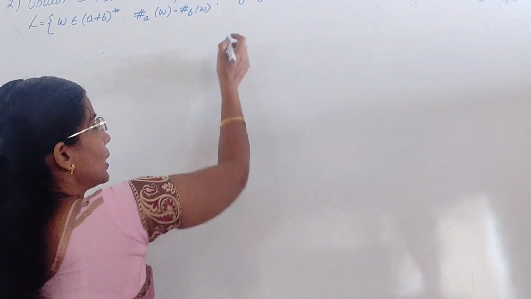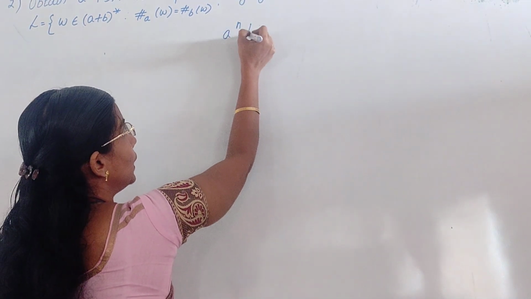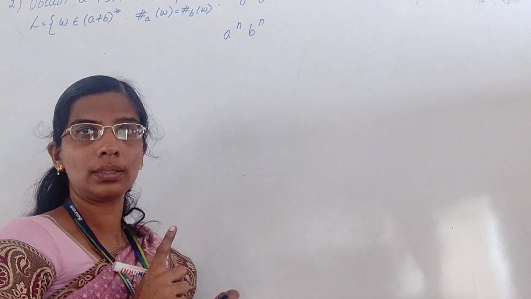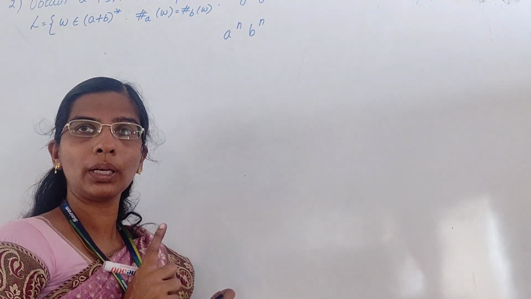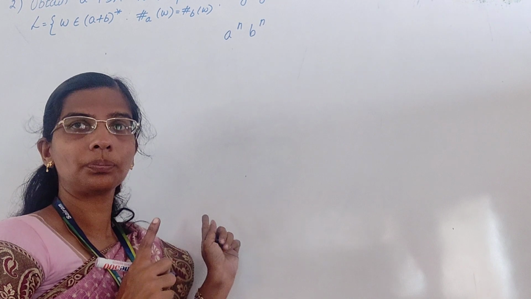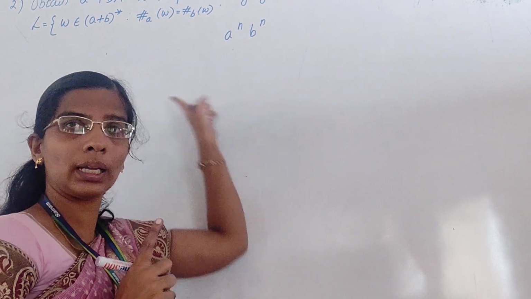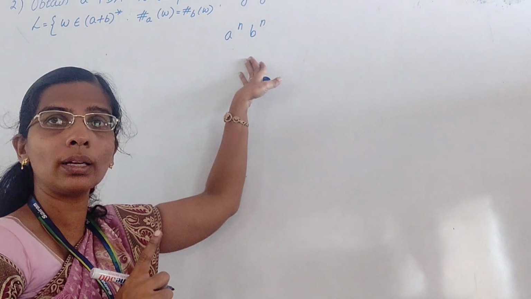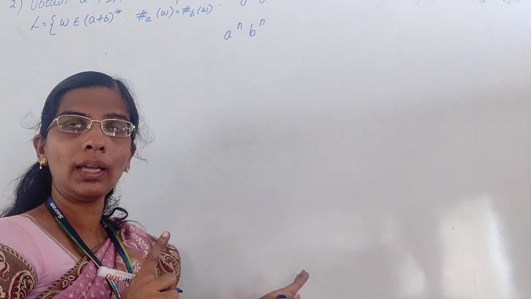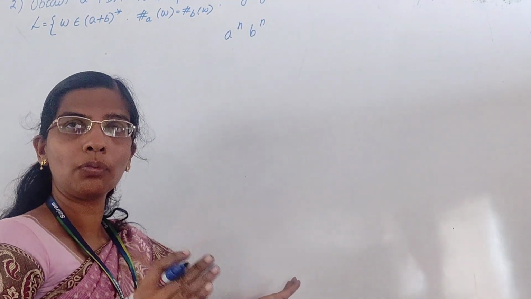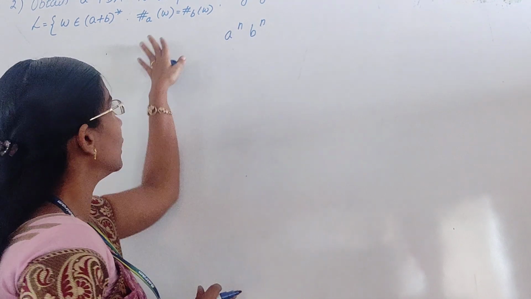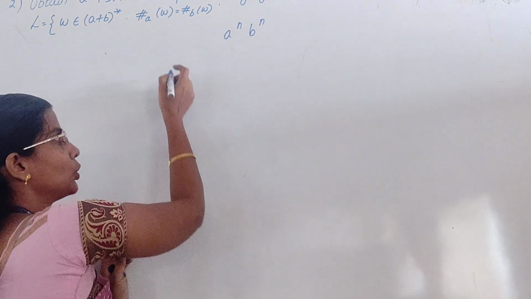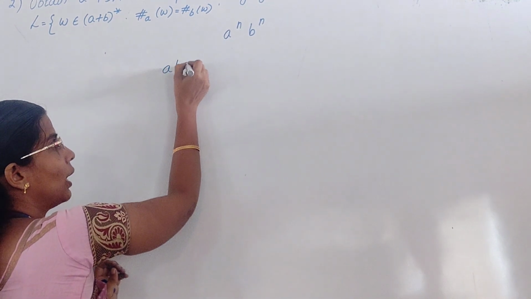Previous example is a^n b^n, and here also the number of a and b should be the same. I should have an equal number of a and b. But the difference between this and the current question is, there I have to follow the ordering: first I should have a and then followed by b. But here the condition is only on count. I should have an equal number of a and b.